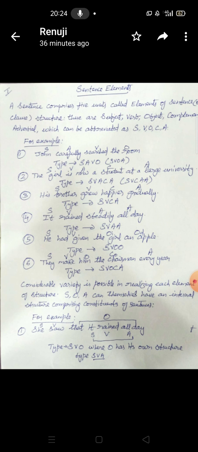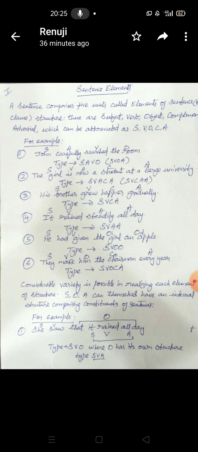So you can look at this page. There are five elements. There are examples. There is a sentence which comprises five units, which are called the elements of a sentence or elements of a clause. Look at example number one. All these examples we have already done in the previous lecture, but the same examples are being repeated for a different purpose, that is, to denote the elements of a sentence or clause. So number one, the sentence is: John carefully searched the room.